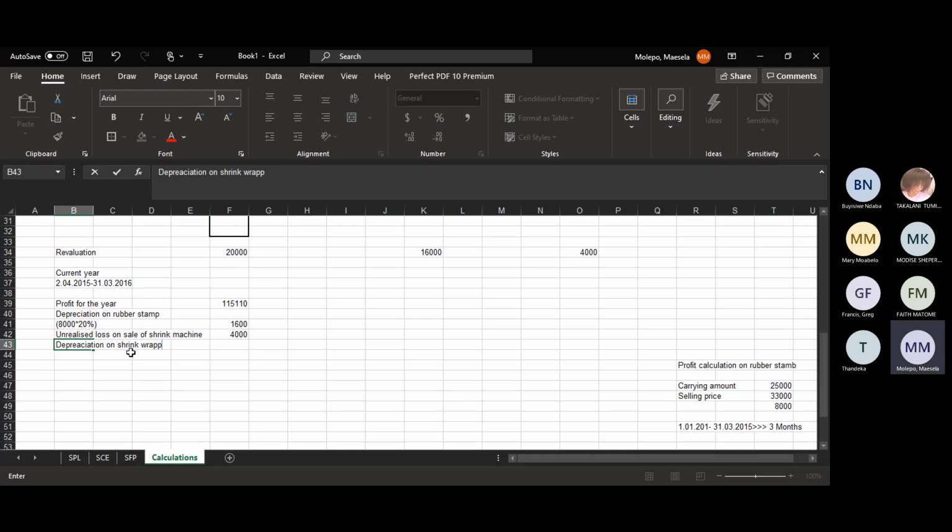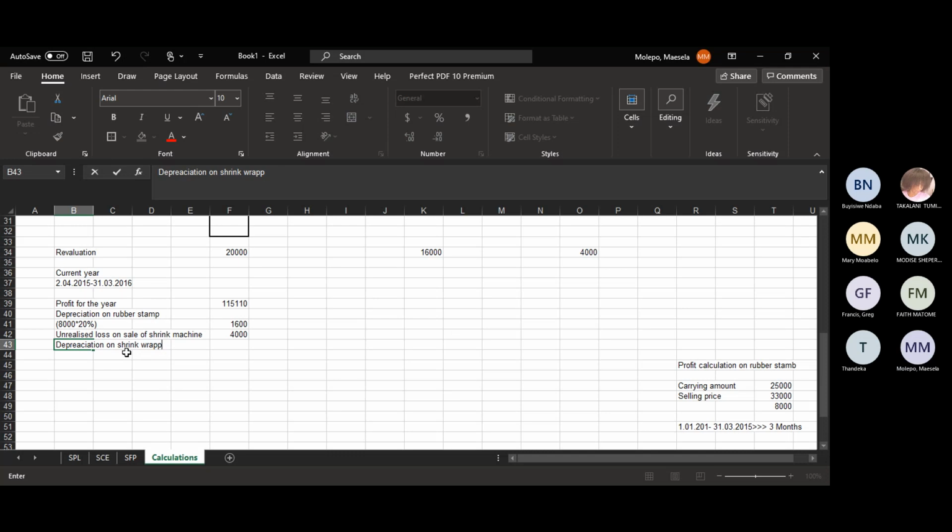So when was the shrink wrap machine sold? The date? 31 August 2015. So the year end is 31 March 2016. Now we calculate the months. We're going to have September, October, November, December, January, February, and March. So we assume that our parent will use the machine for 7 months.